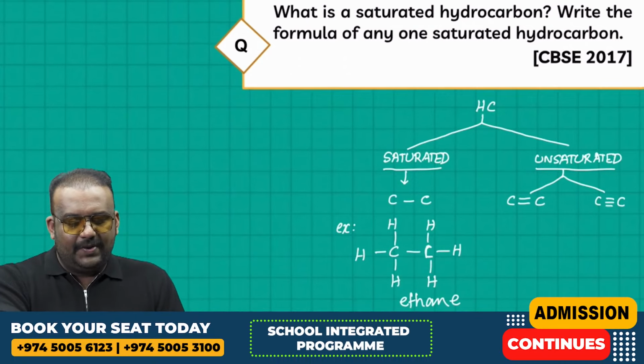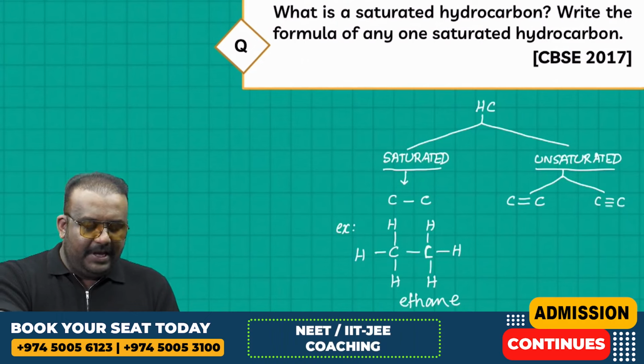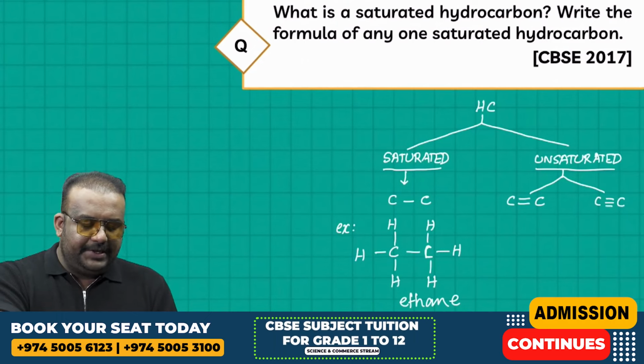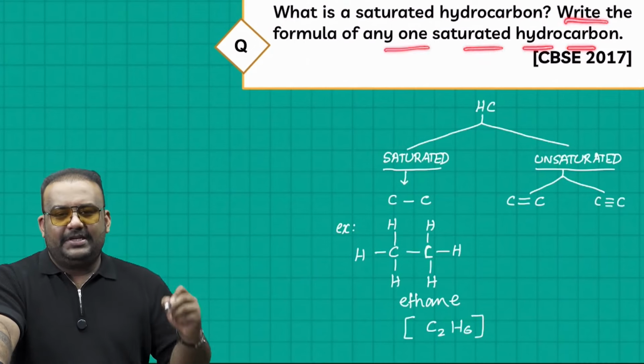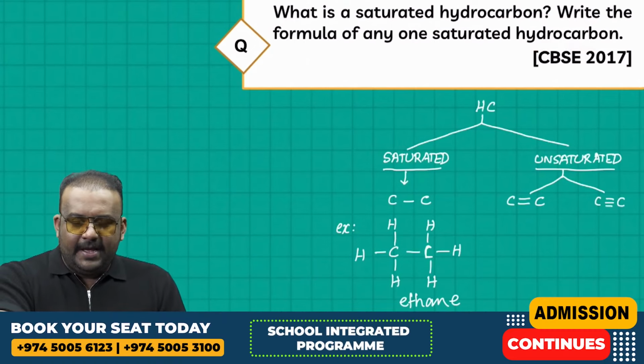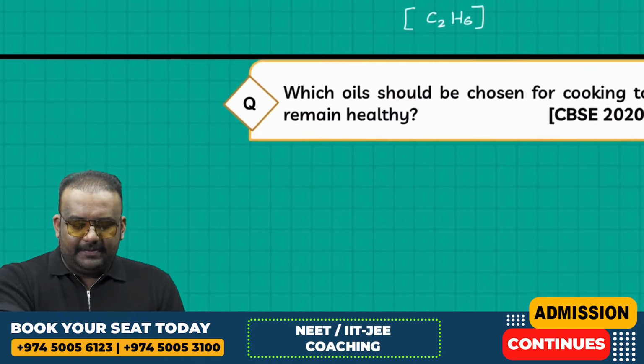Okay, so I hope this question is also clear to everyone. And what is the formula of ethane? Ethane is C2H6. So they asked, write the formula of any one such saturated hydrocarbon. Okay, perfect. Let's move on to the next question.